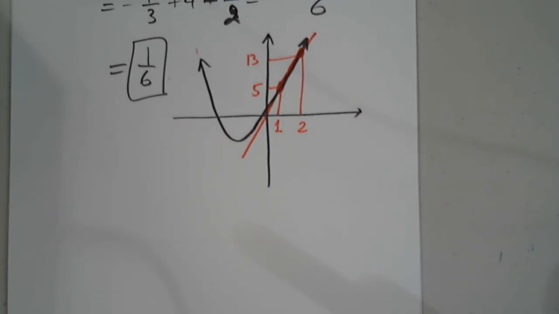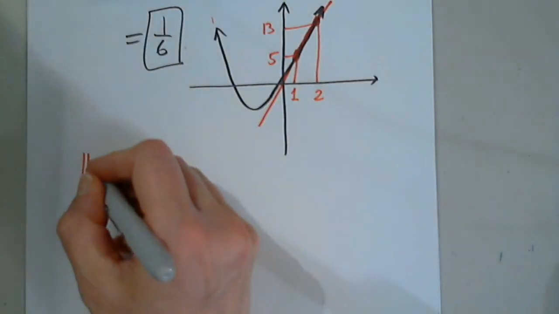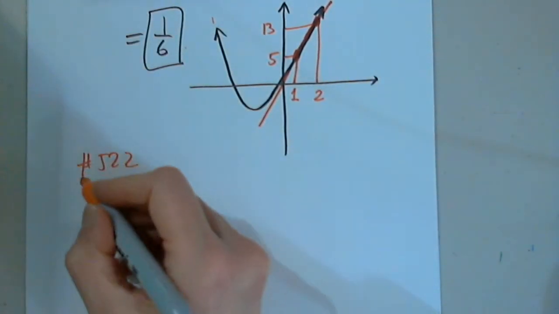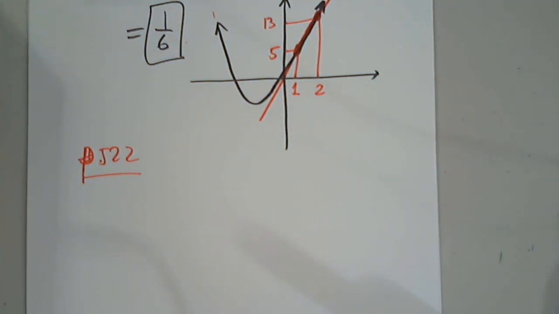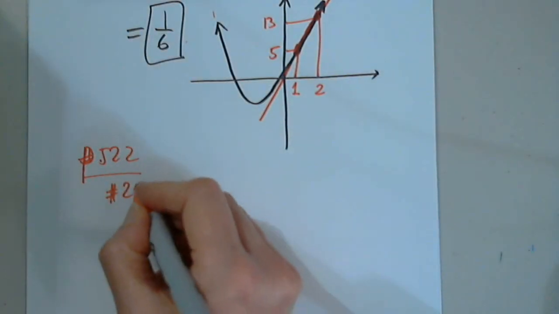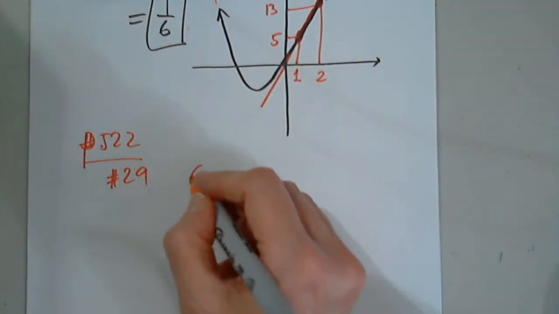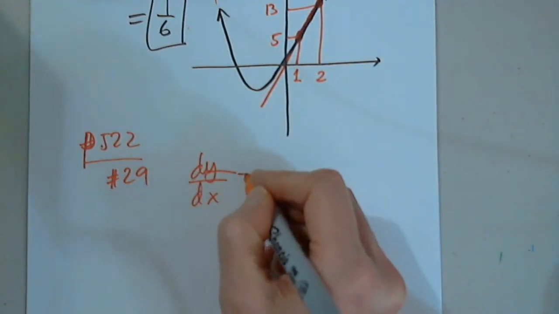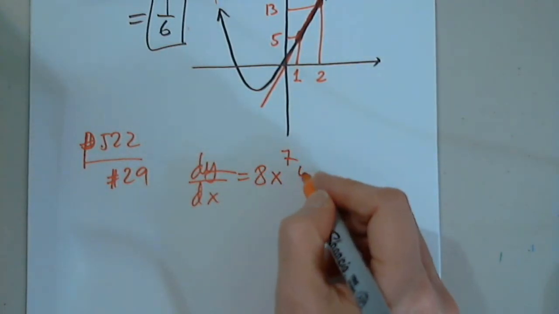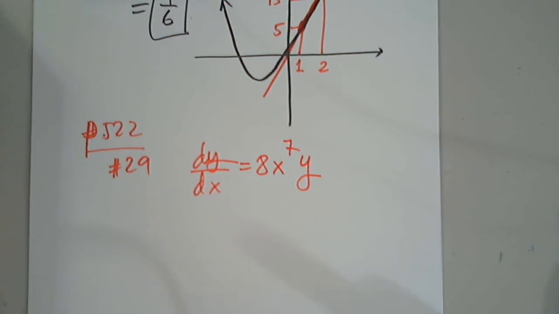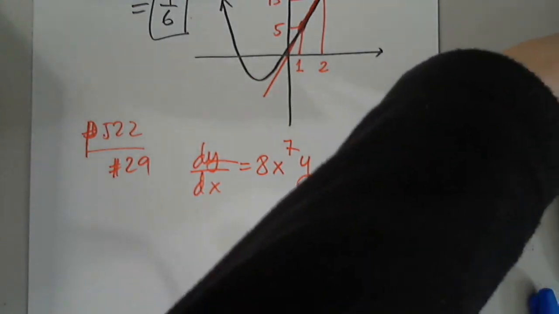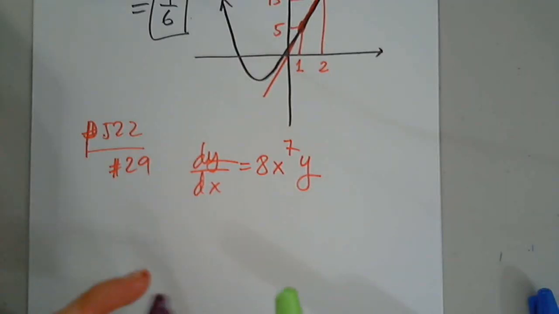Okay, so on page 522, I see some problems there. This page 522. Let's start with 29. We can look at a few examples here. So we have dy over dx, which is 8x to the 7th times y. So when we solve a differential equation like this one, what do we have to do first? What is our first concern?